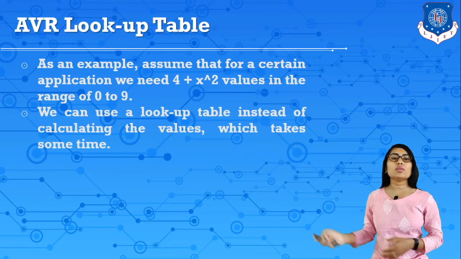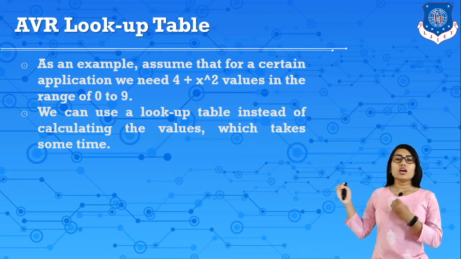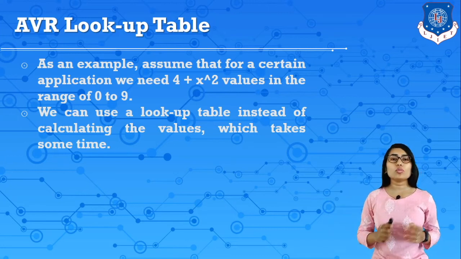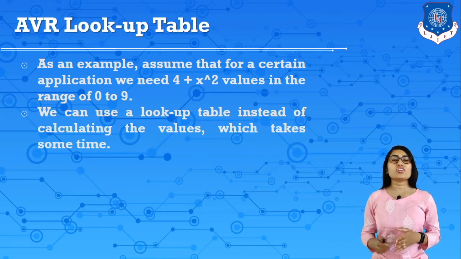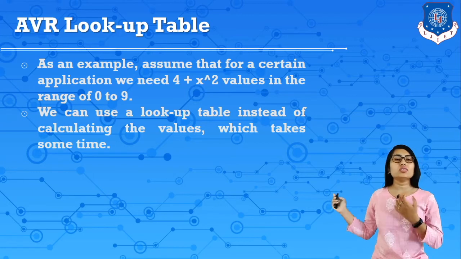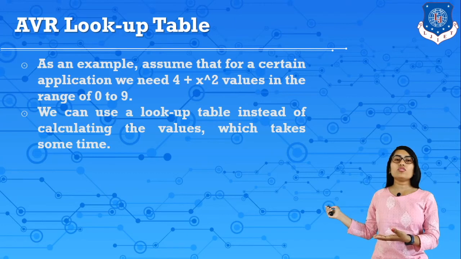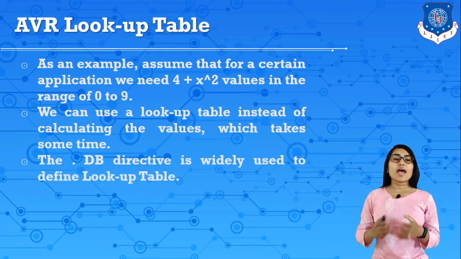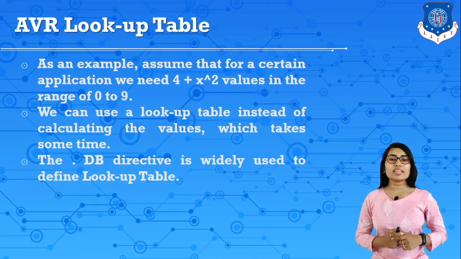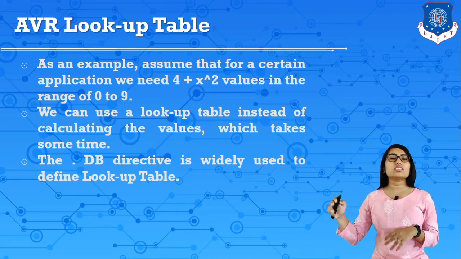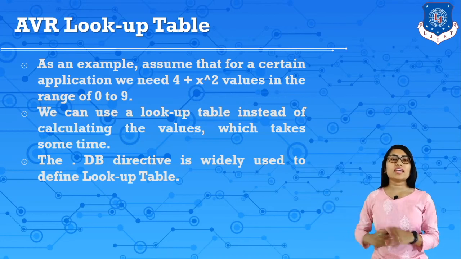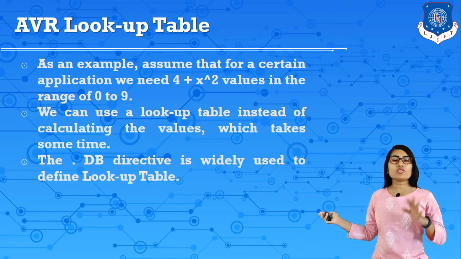Assume that for a certain application we need the value of 4 plus x square in the range of 0 to 9. We can use a lookup table instead of calculating the values, which takes some time. The .db directive is widely used to define a lookup table. We can calculate these values once and write them aside for the whole range of 0 to 9, and then we just call these values easily from the lookup table.